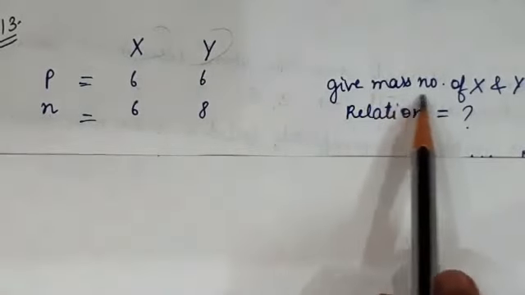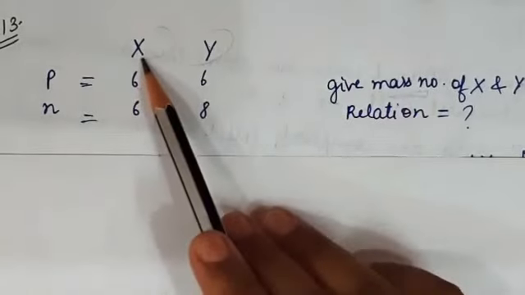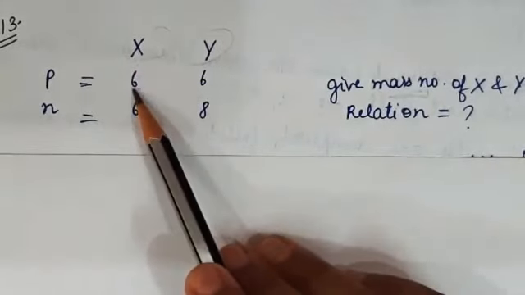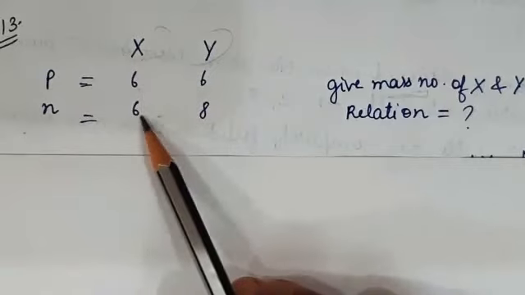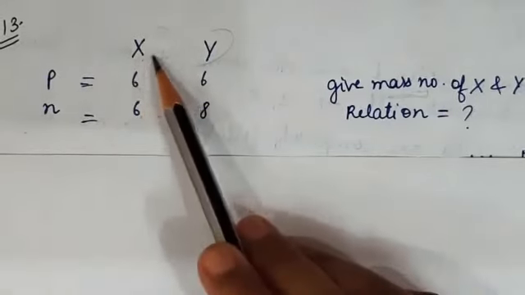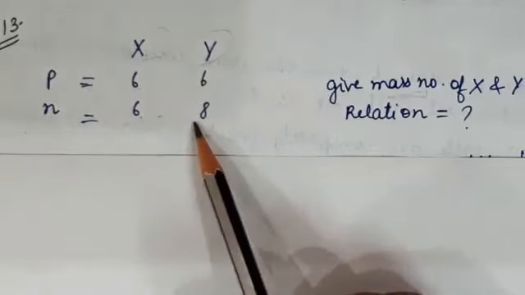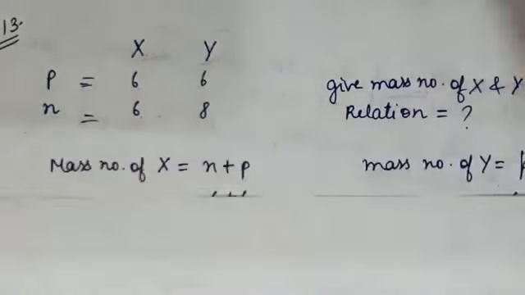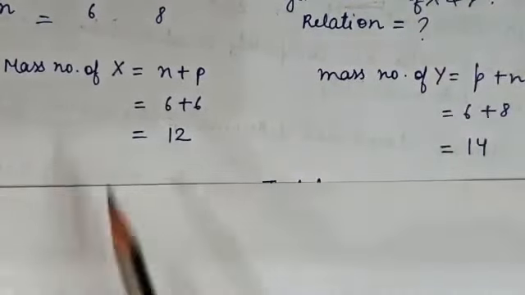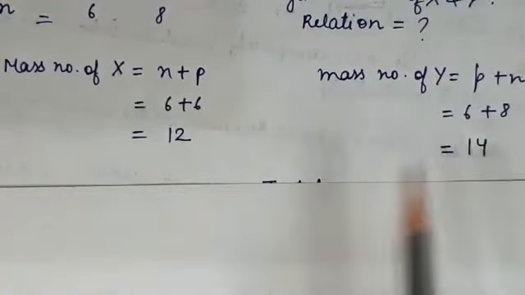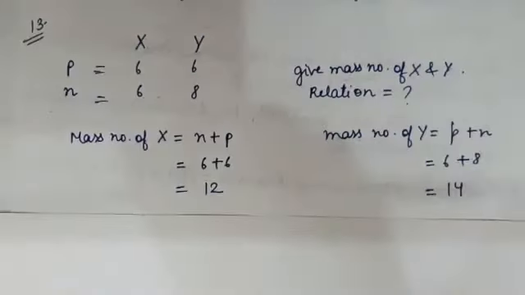So, what is the formula of mass number? Proton plus neutron. So, calculate for X. What is proton? 6. What is neutron? 6. So, 6 plus 6, 12. 12 will be the mass number for X. And for Y, it will be 6 plus 8. It will be 14. Clear? For X, 12. For Y, 14. Mass number. Now, what is the relationship between these two?